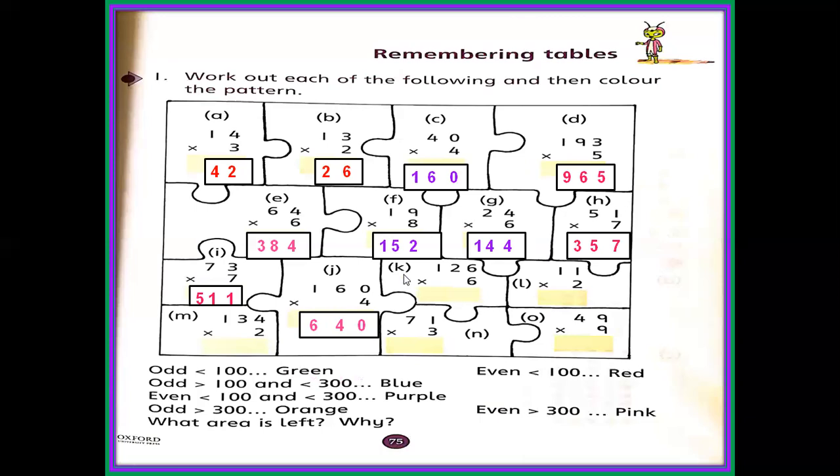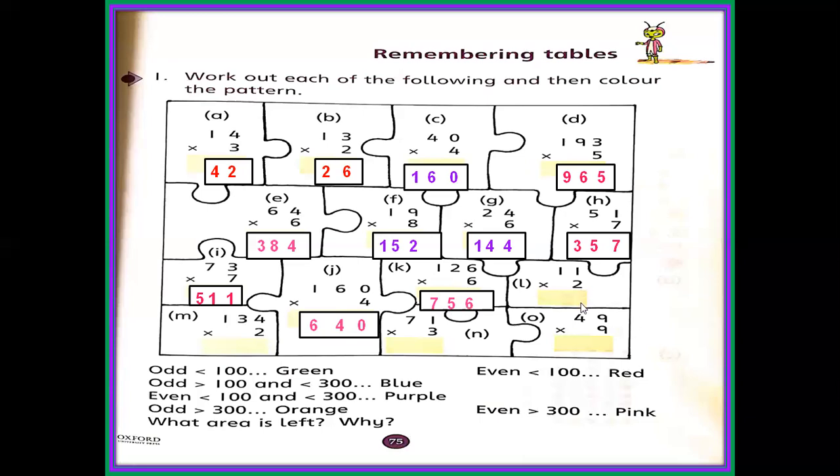K part. 6 sixes are 36. 3 will go to add into next. 6 twos are 12 plus 3, 15. And 1 will go to add next. 6 ones are 6 plus 1, 7. So 126 multiply 6 is equal to 756.